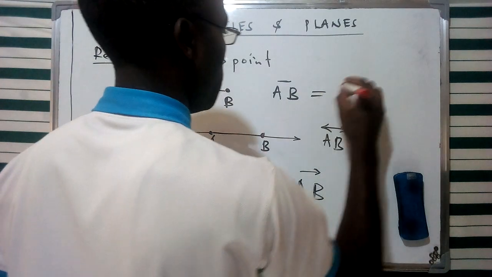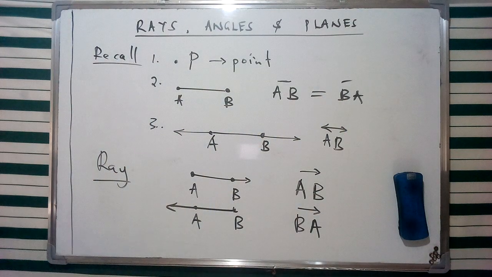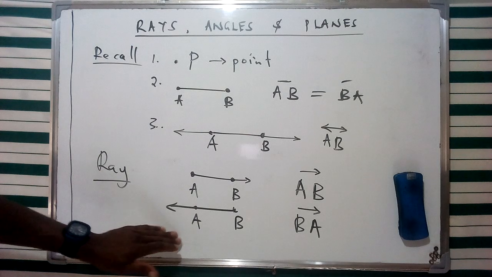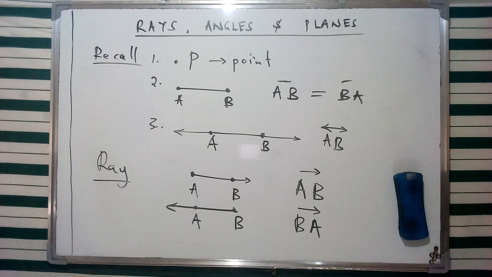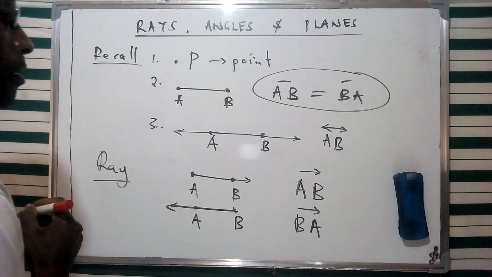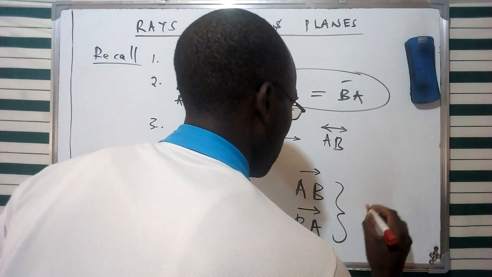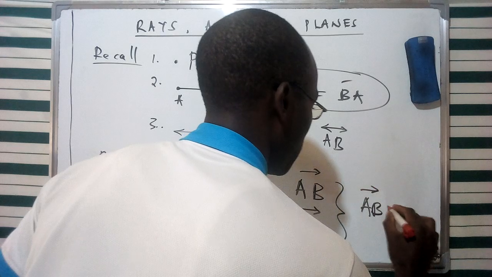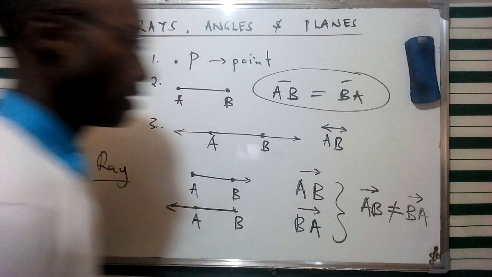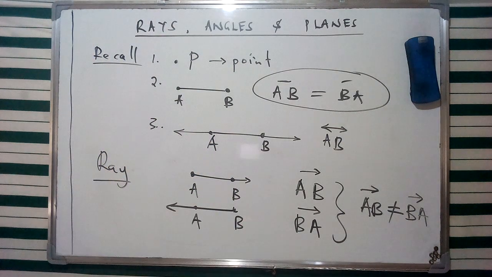So AB can as well be described as BA using that specific notation. But if we look at this one, we're going to see that the direction of extension is opposite. Therefore, one of the characteristics we can use in distinguishing a ray is that the ray AB is not going to be equivalent to the ray BA. This is basically due to their difference in direction of extension that I've given above.